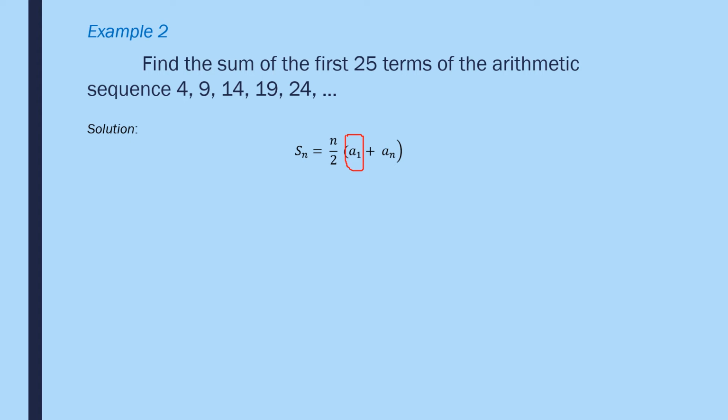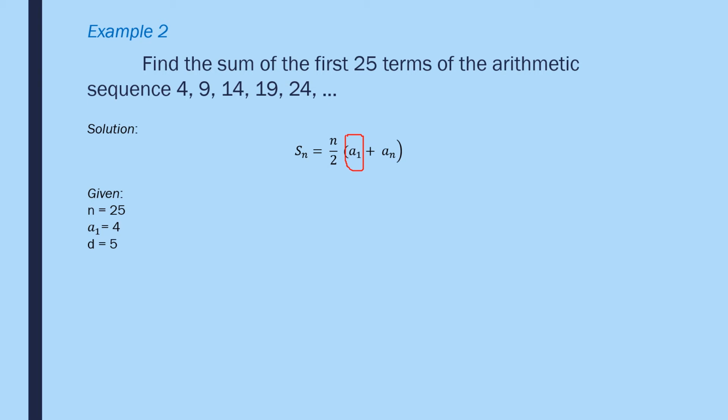So we are going to find our a sub n first before we use the formula for the sum. Let's proceed now to the given first. Our n equals 25 because there are 25 numbers. First term is 4, and our common difference is 5. Why do we include the common difference, d equals 5? Because again, we'll find the last term.